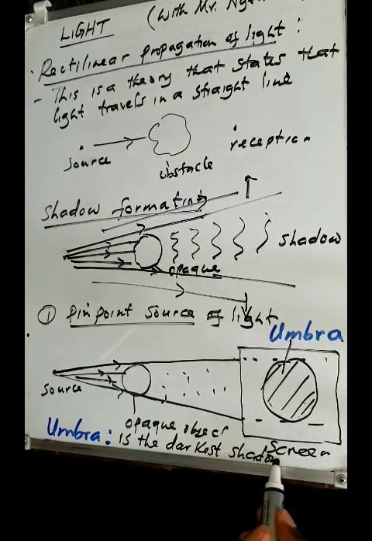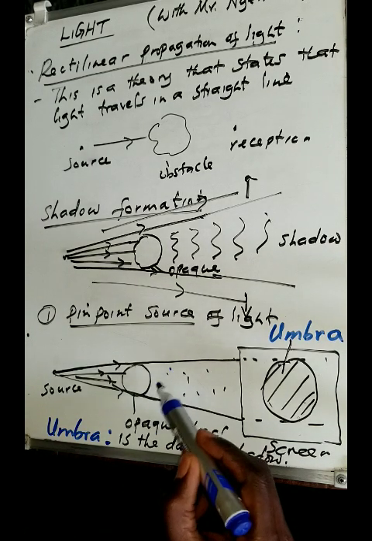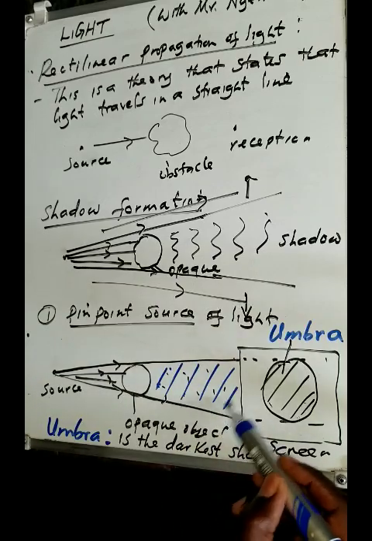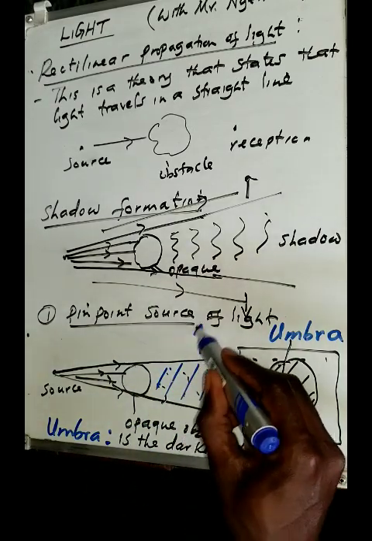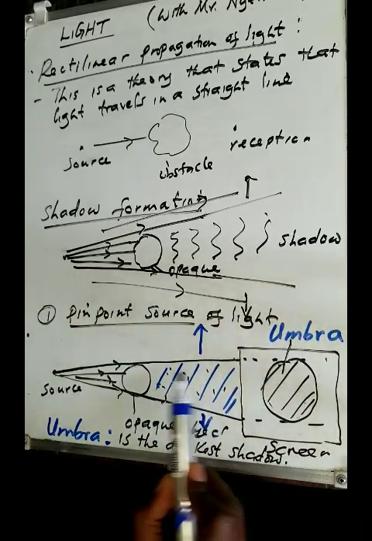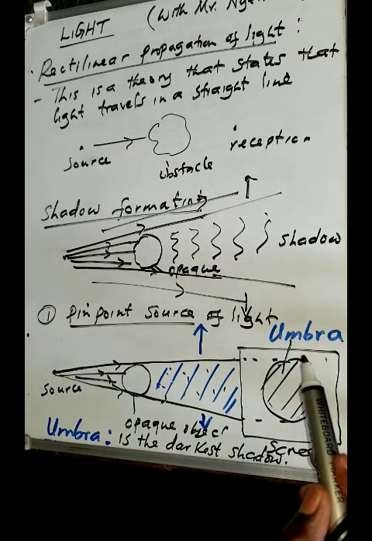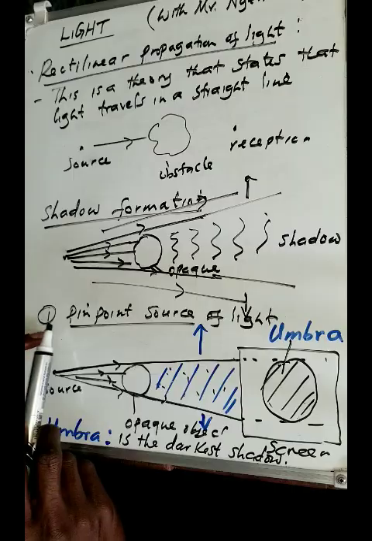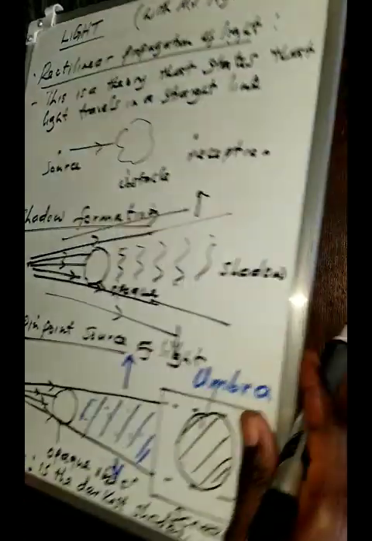Now when we say it's the darkest shadow, it simply means that no light is falling on it. And it is true: this region here that I've marked in blue, there's no light falling here, but light is falling in this direction and that direction. So the darkest shadow, where no light falls on it, is what we call umbra. Remember, this can be created when you have a pinpoint source of light.